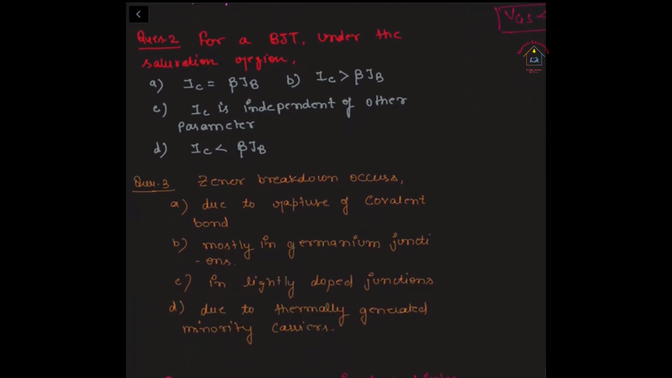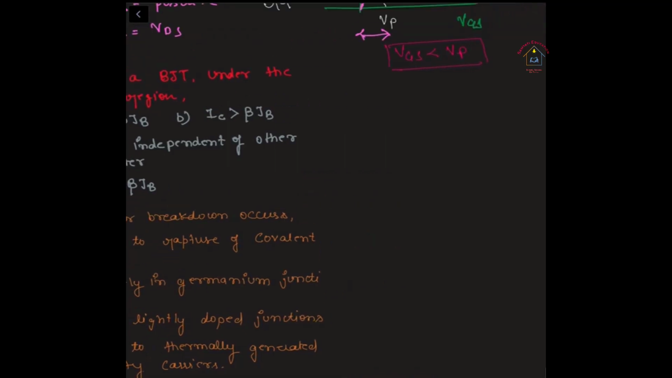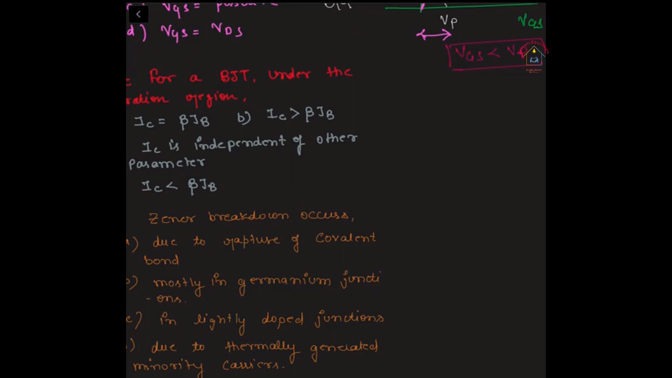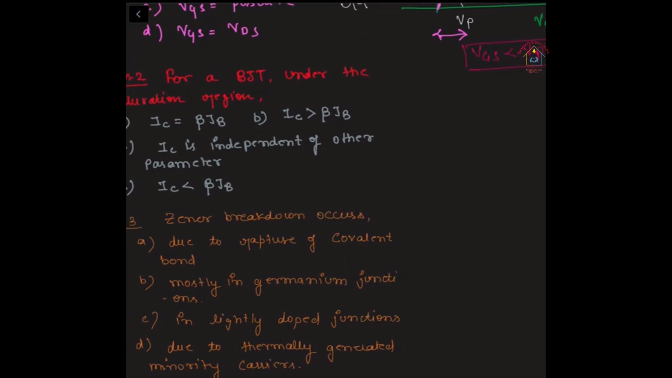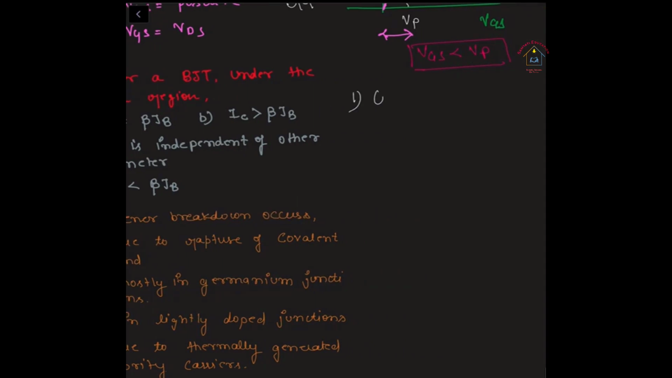Okay. So now the second question: for a BJT under the saturation region, what will be the collector current? Again, before doing this question, I want to mention which regions we have in BJT. First is cutoff region. Second is saturation region. Third is active region.